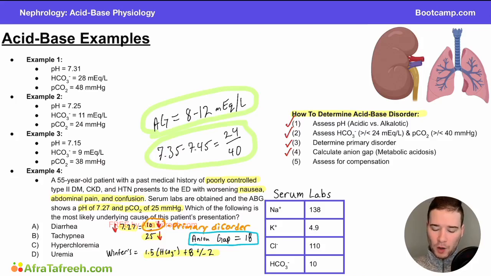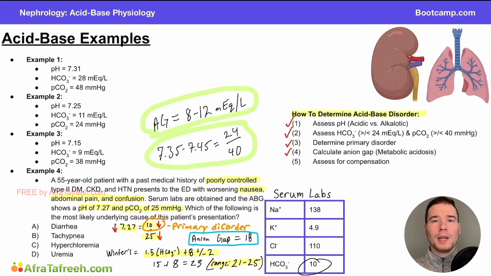So if we enter in the numbers for our patient, we have 1.5 times 10, which is 15, because that's what their bicarb was, plus 8 equals 23, plus or minus 2 tells us that our range of expected PCO2 is between 21 and 25. Is that consistent with what our patient has? The answer is yes, because our patient has a PCO2 of 25. So this is the expected compensation mechanism. There we have confirmed that our 25 is indeed our compensation. So that's our final step, to assess, and we said yes, the compensation is good.